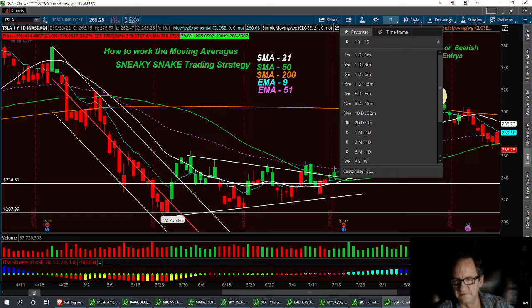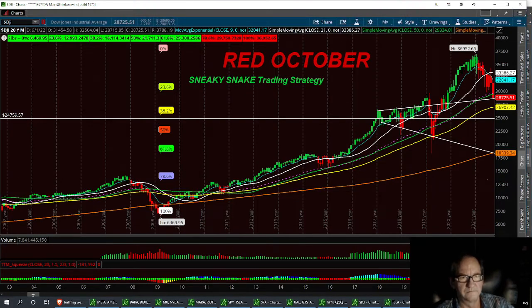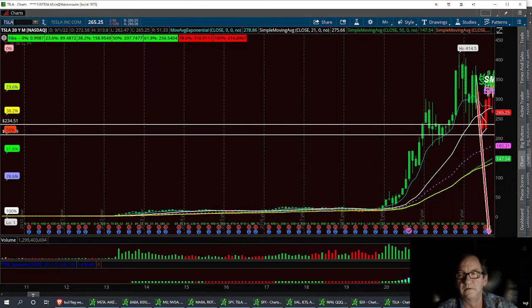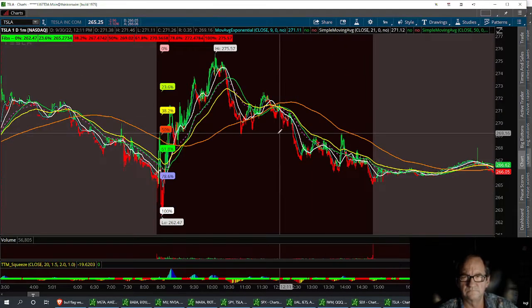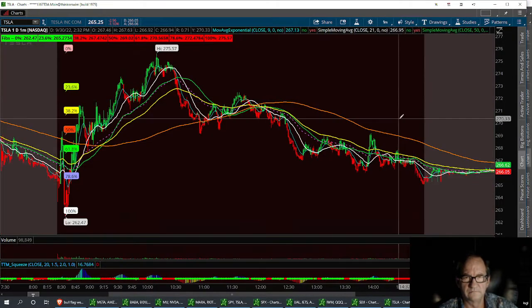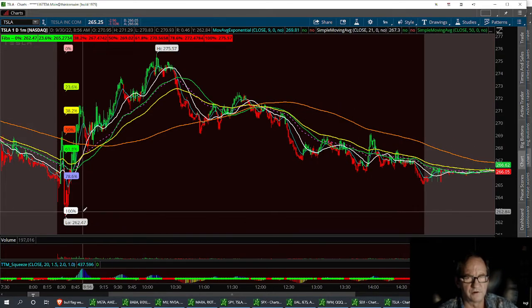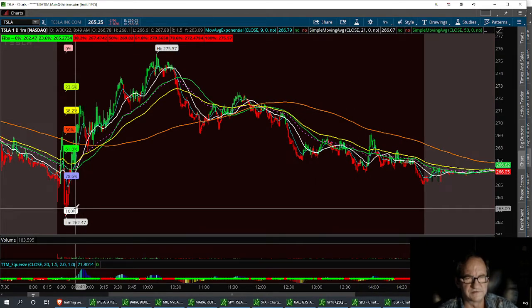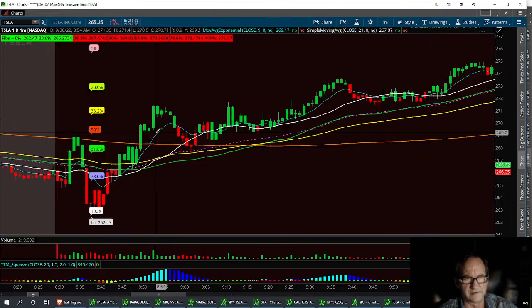Now I'm going to change this to a different time frame for now. We'll just change chart here. So this is the 1 minute chart. This is a chart that I trade off a lot.